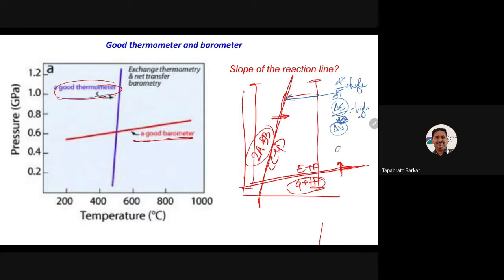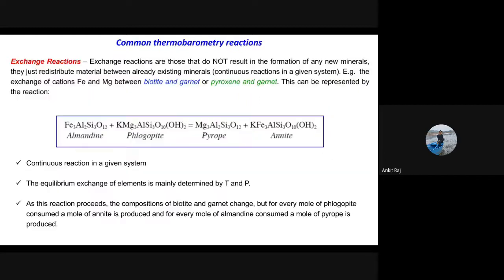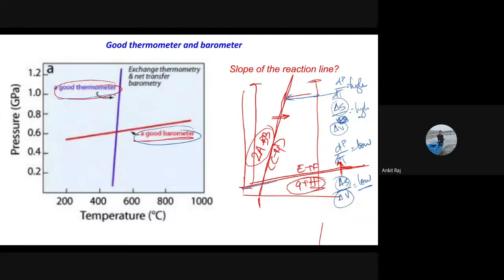On the other hand, if dP by dT is low, del S by del V will also be low, which means a very high volume change and low entropy change. If a reaction has a very low entropy change and very high volume change, its slope will be low, and that will act as a good barometer. Okay, is that understood? Yes, sir.